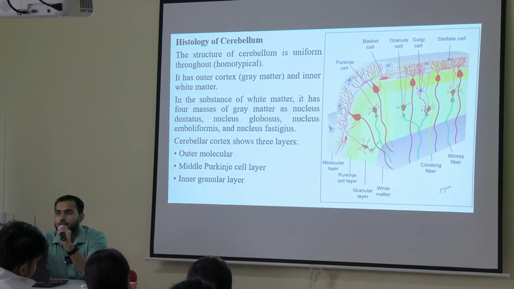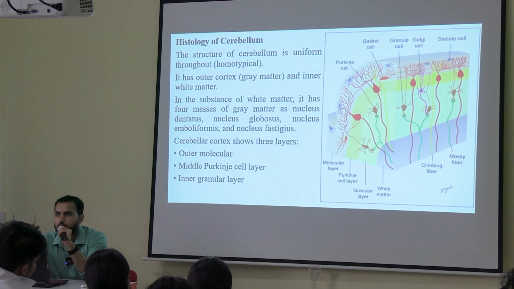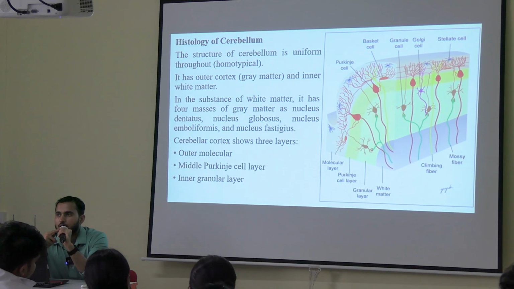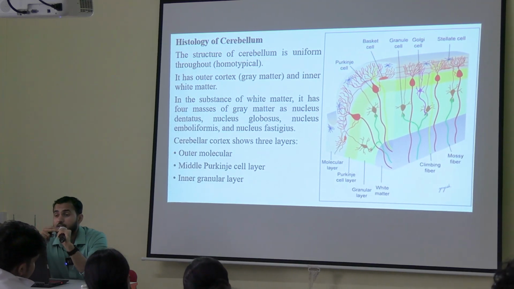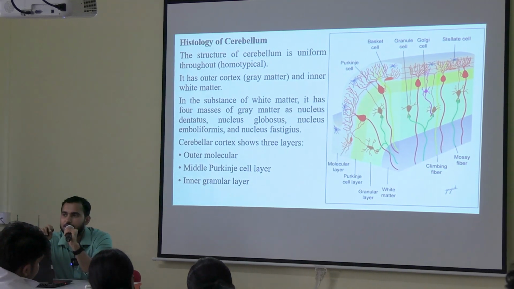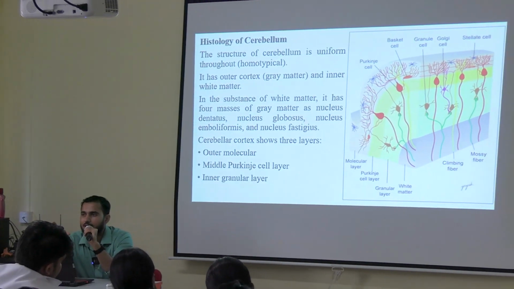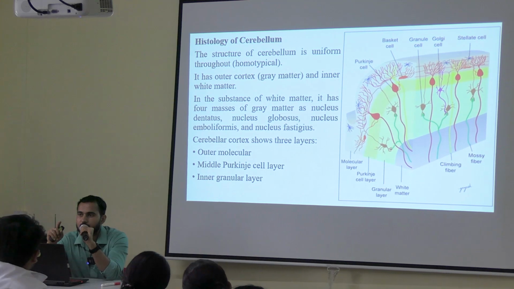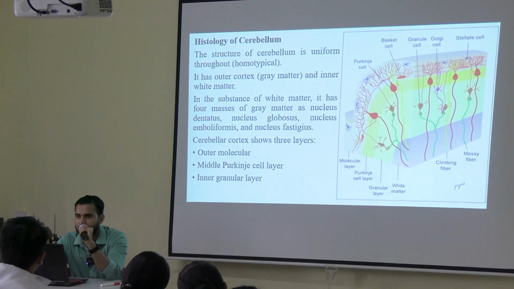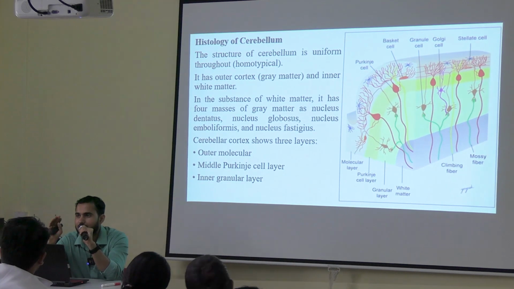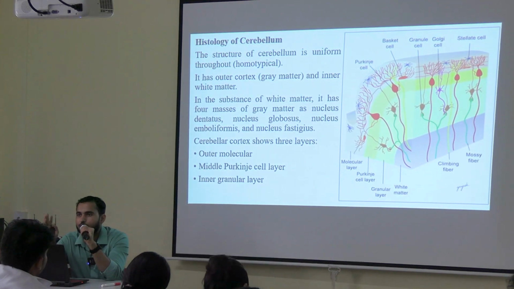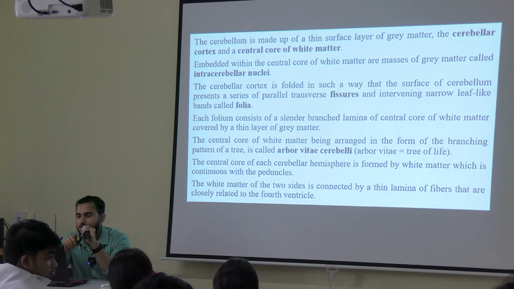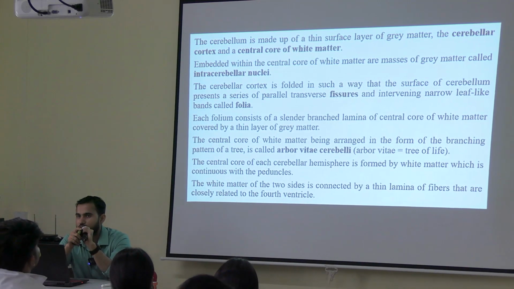Now, before going to the microscopic structure, there is an important gross aspect of the cerebellum. Okay. Now, if you remember the small intestine, when we discussed the small intestine, at that time I told you that it has villi, right? And we studied the structure of villi also. Now, in order to study the structure of villi, we took one villus, right? Similarly, here the cerebellar cortex is folded in such a way that cerebellum shows parallel transverse fissures.